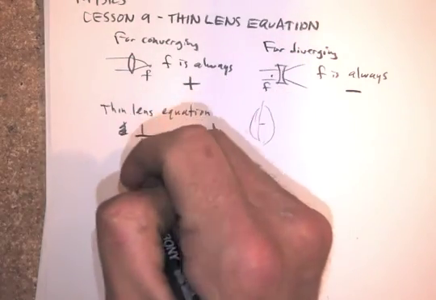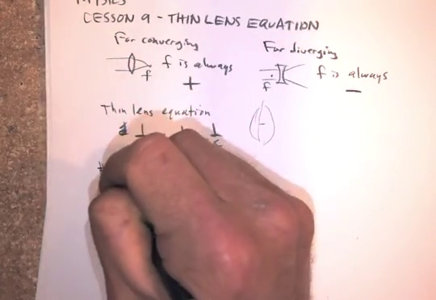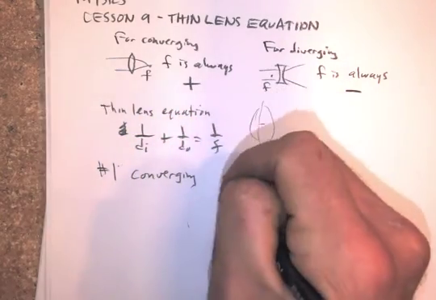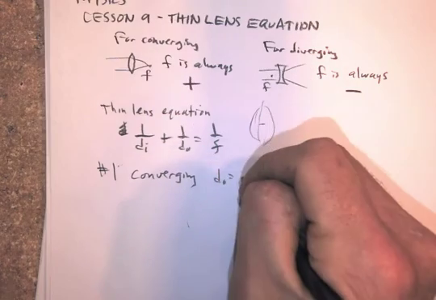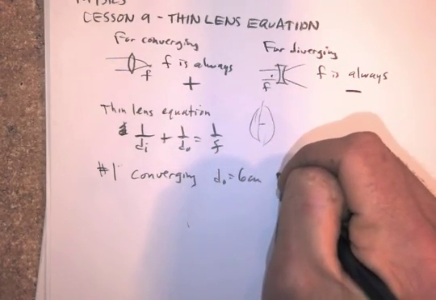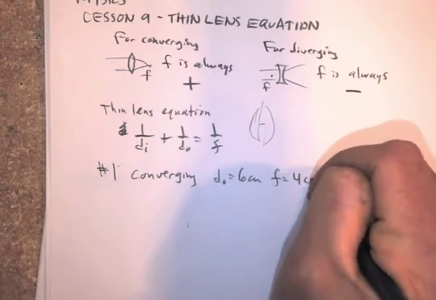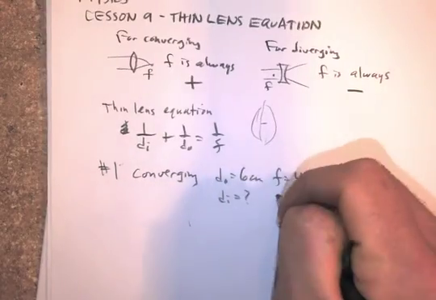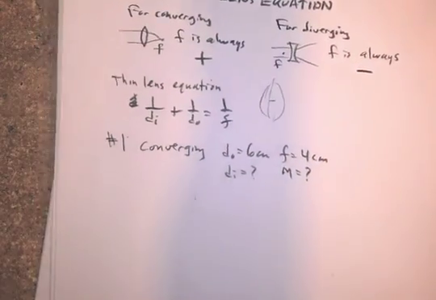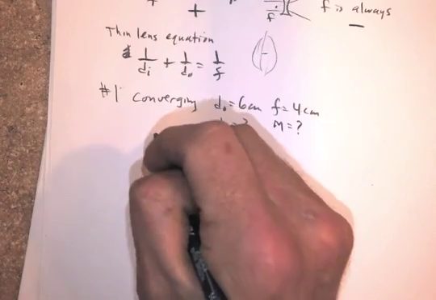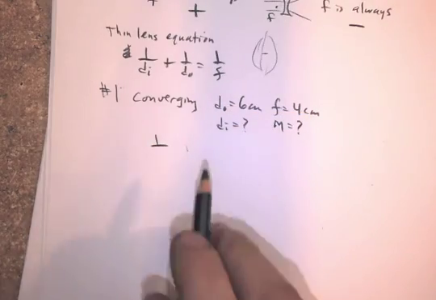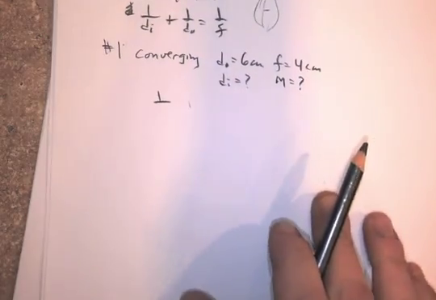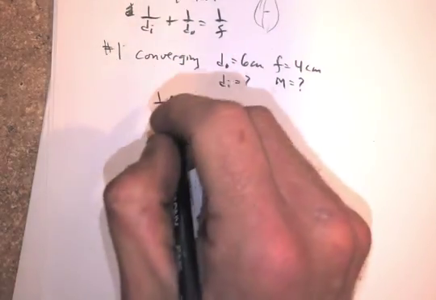All right, if you look back at that first one, we had 3 examples. It was converging, and they said do was 6 and f was 4. This is converging, so I'm going to say positive 4. Find your di, find your magnification. And I'll tell you what, just like mirrors, you can probably get away with not watching this video if you just know that if it's diverging, you make sure f is negative. That's the only really new thing here. So we'll just do 2 examples. I think we'll be fine.